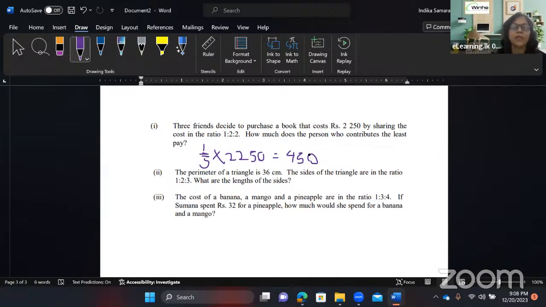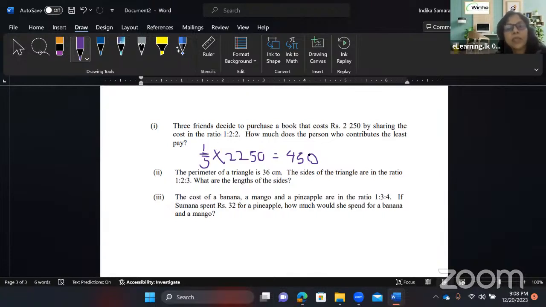Second one, the perimeter of a triangle is 36 centimeters. The sides of the triangle are in the ratio 1 to 3. What are the lengths of the sides? Right. Tell me the answers.